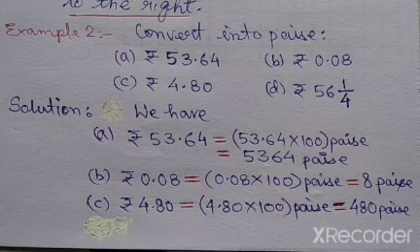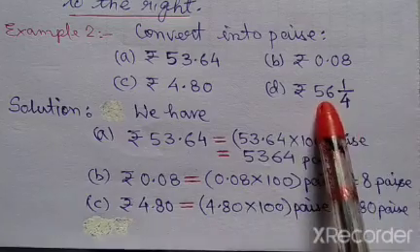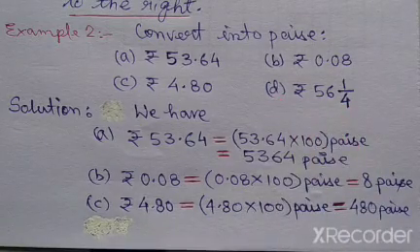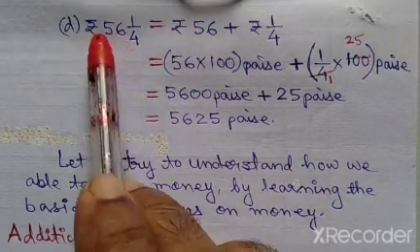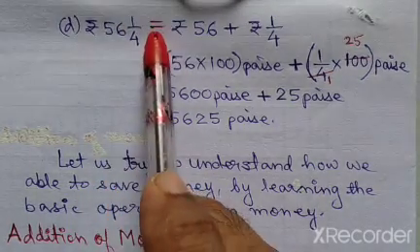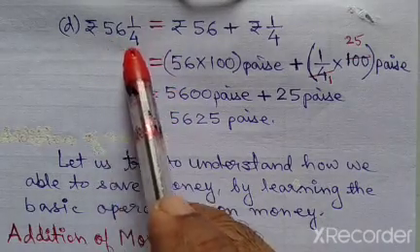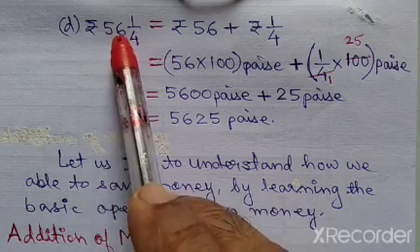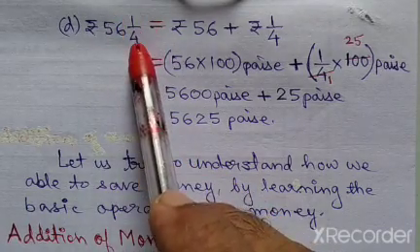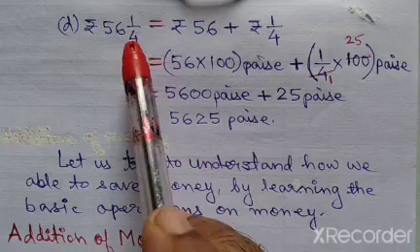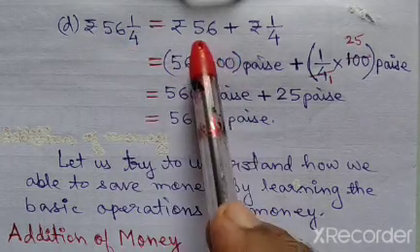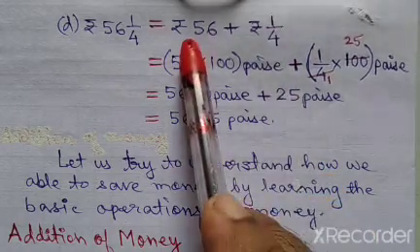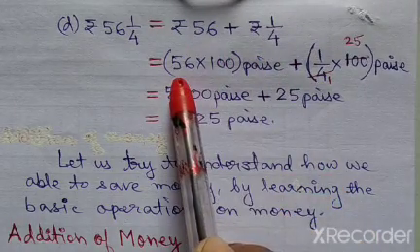Now children, just see the last question. This question is very, very important. I want everybody to pay attention to this particular question. Okay children? So look at the question: rupees 56 whole 1 by 4 is equal to... Now children, this is a mixed fraction, and it consists of a whole number part, that is 56, and a proper fraction, that is 1 by 4. So separate the whole part and the proper part. So that is equal to rupees 56 plus rupees 1 by 4. Just separate.